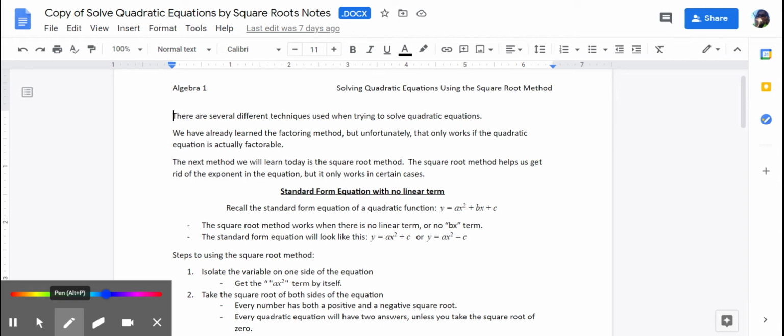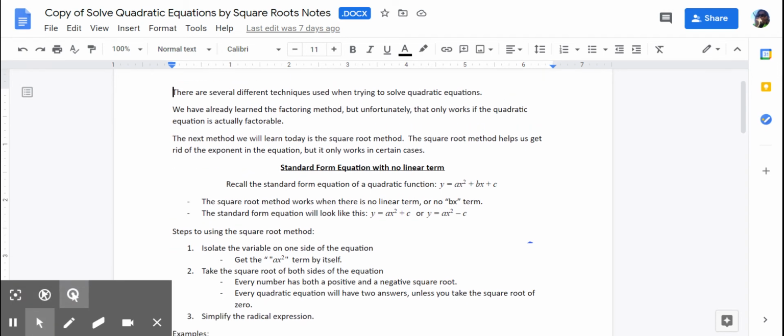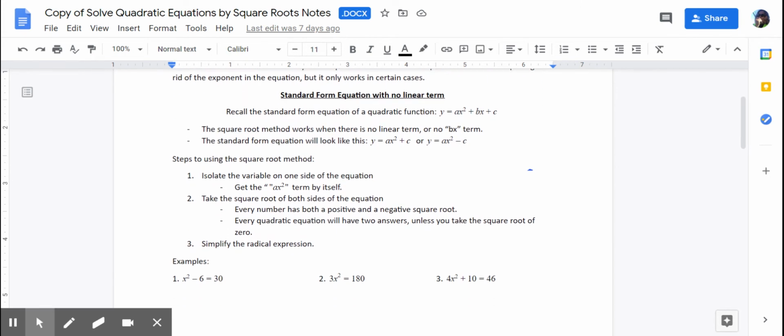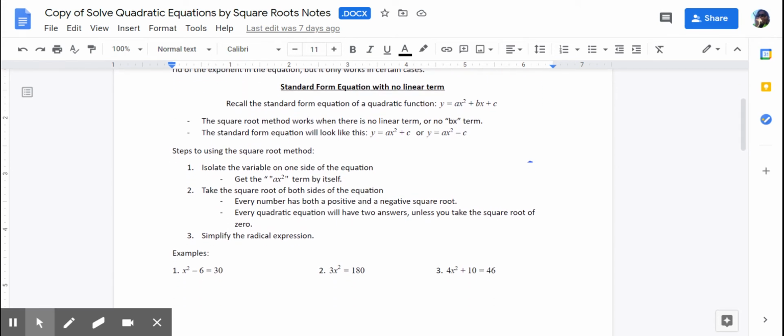So we know that in standard form we have ax squared plus bx plus c. When we're going to use the square root method to solve, we want there to be no b term, so no linear term. We want the b value to be 0. When we look at the steps on how to solve standard form using the square root method, we want to make sure that we get the ax squared term by itself. Then we just simply want to square root both sides. Now the goal is to also have my a value divided out, so it's just x squared, and we'll see these in these examples.